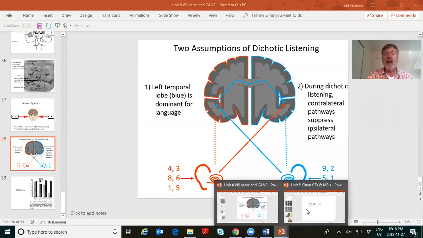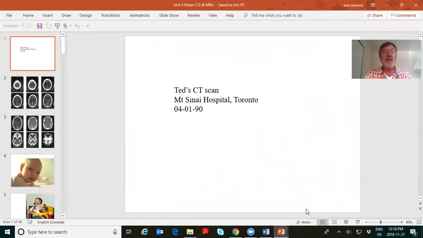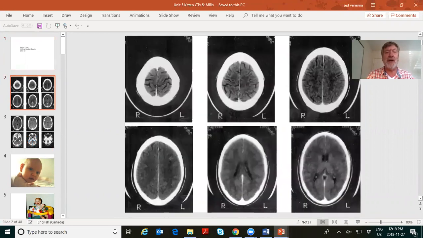I want to share with you a PowerPoint slide of this. This is my CAT scan done in 1990. It's a CAT scan of my brain. Now, if you look at that, okay, this is a transverse cut. What they're doing is cutting like this, further and further down, okay? So let's get to share the screen here again.